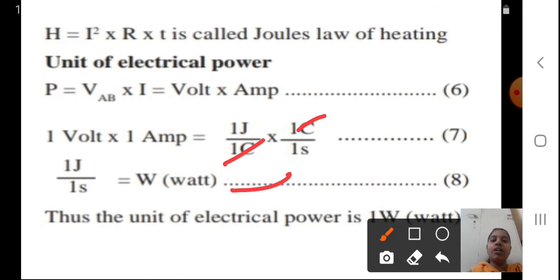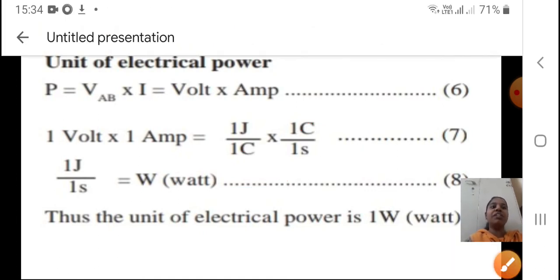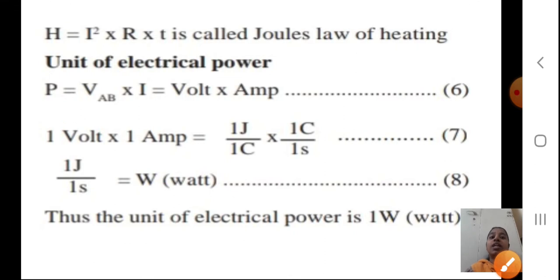Just remember here, you don't need all these relationships. You just need to know that the unit of electrical power is watt. You have to remember this as it is going to be used in the sums. Okay students, till here is it clear? Yes, so the last final statement is important for you. Thus the unit of electrical power is 1 watt, that is, watt we write, capital W, or you can write the whole spelling WATT.